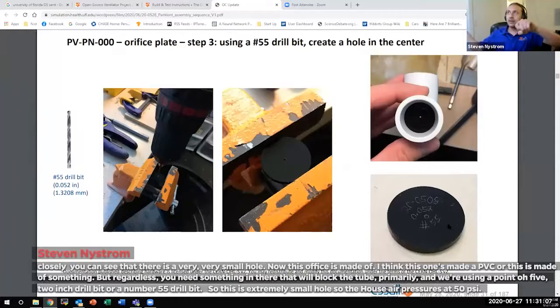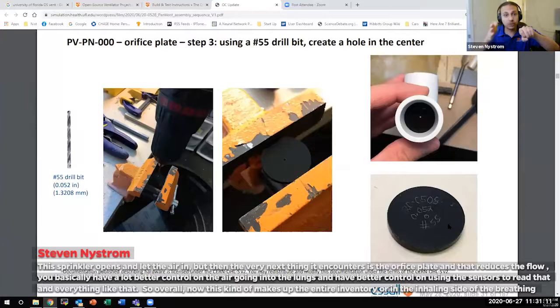So the house air pressure is at 50 PSI, the sprinkler opens and lets the air in, but then the very next thing it encounters is this orifice plate, and that reduces the flow dramatically. So you basically have a lot better control on the air going into the lungs, and have better control on using the sensors to read that and everything like that.